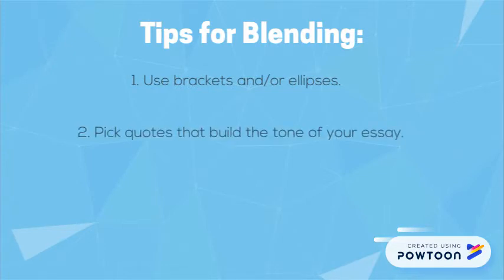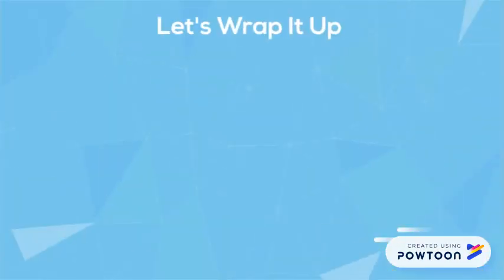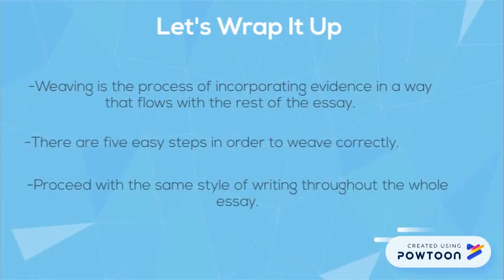First, use brackets or ellipses to convey the proper tense for your essay. Second, pick quotes and evidence that matches the tone of your essay and makes the paper as a whole flow and seem more uniform. Third, shorten your evidence to make it fit your essay more concisely, allowing your words to be the main focus.